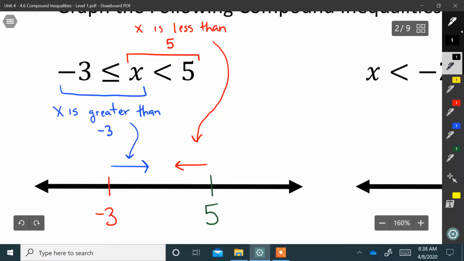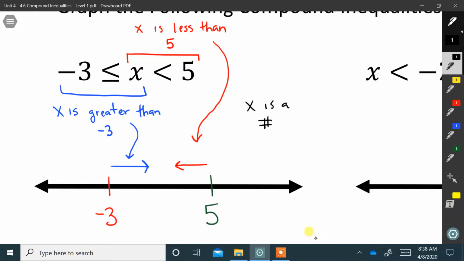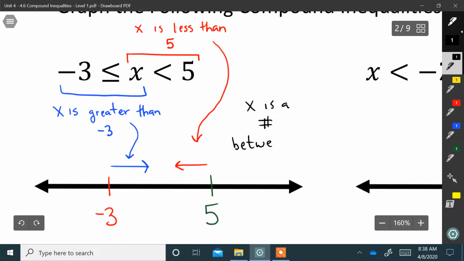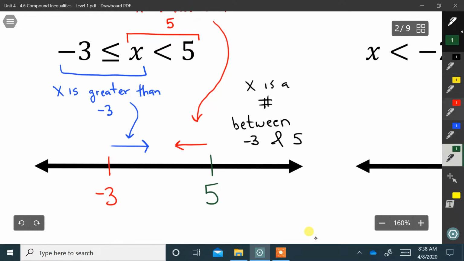Okay, so that means, and here's how you put it in simple terms, that x is between -3 and 5. x is a number between -3 and 5. So my graph kind of looks like this.